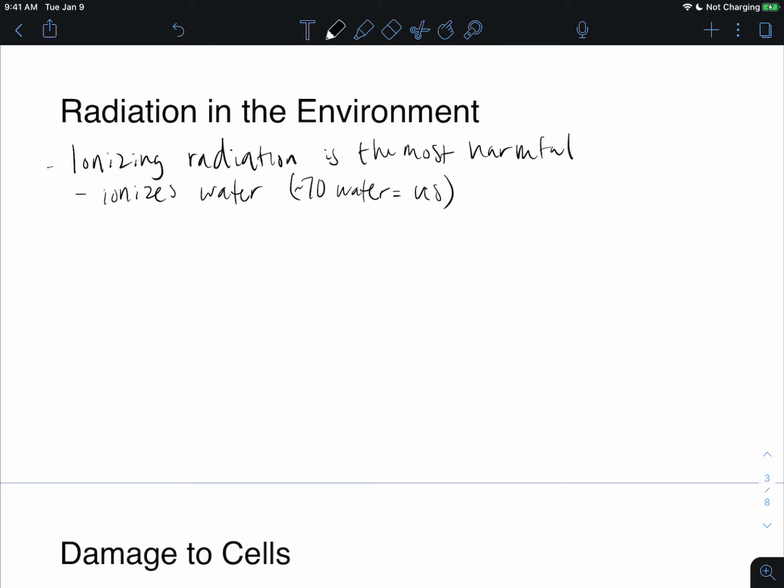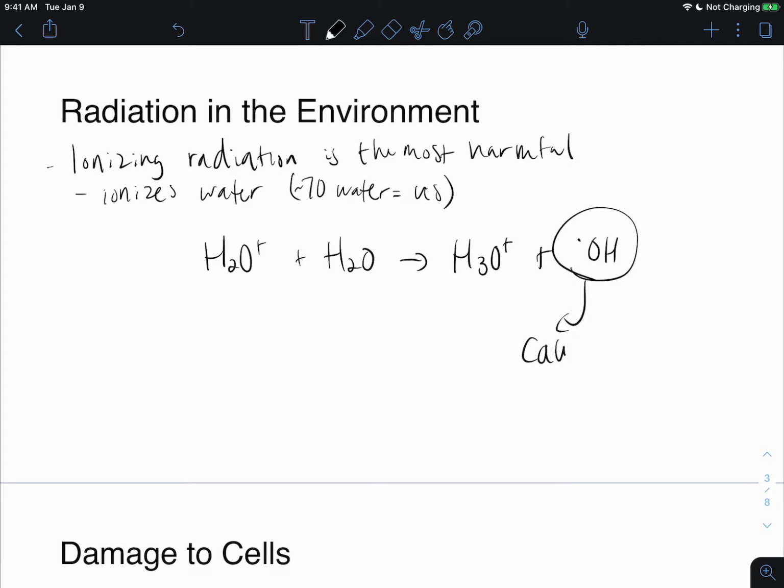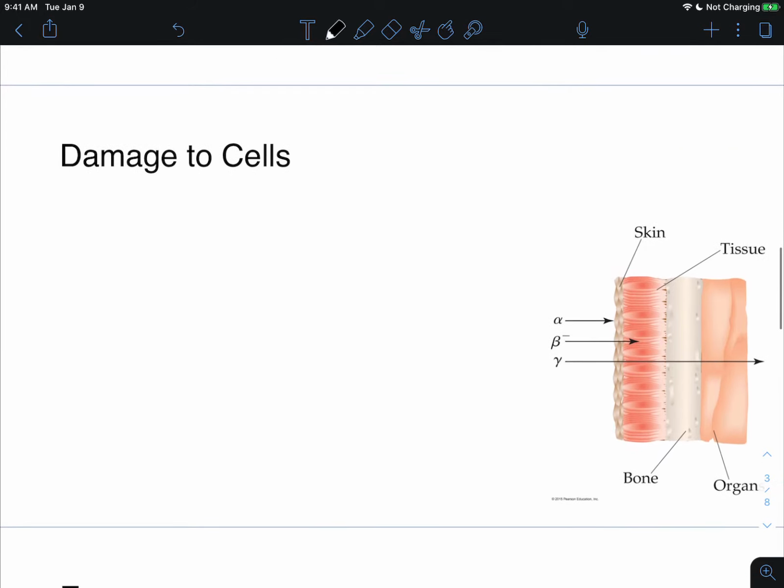So what happens is we form hydroxide radicals. The water that's ionized will then react with another water molecule and produce hydronium ions and hydroxide radicals. And this causes cell damage. So this will then go and interact with DNA and all sorts of horrible things. So what happens is we damage our cells.